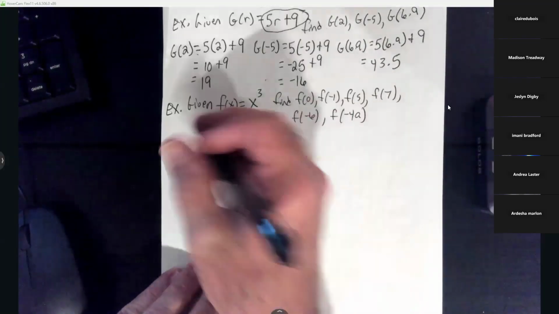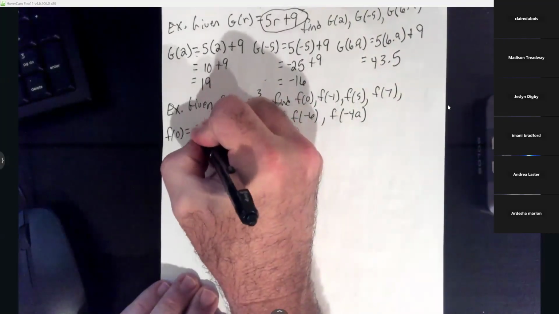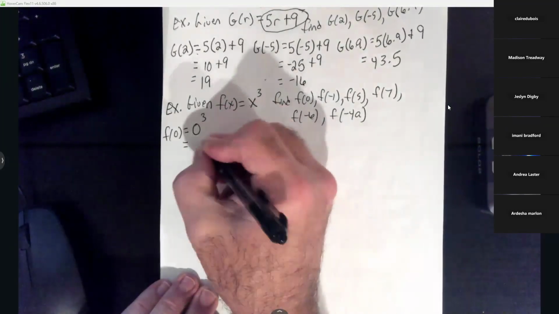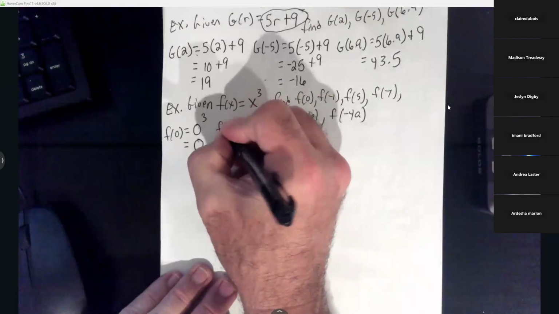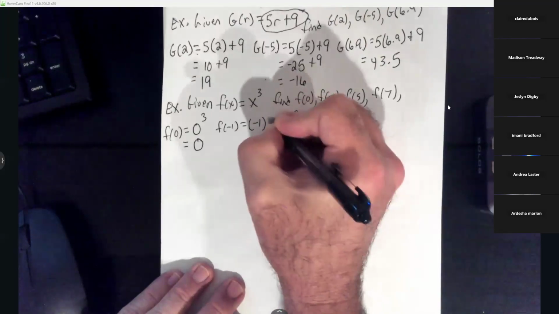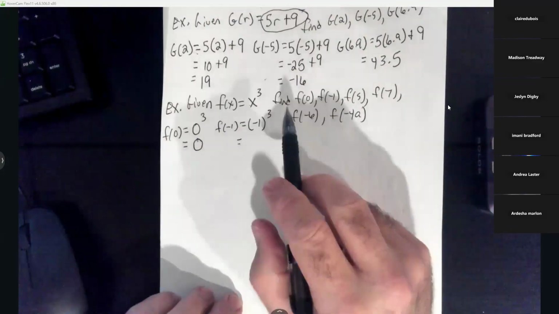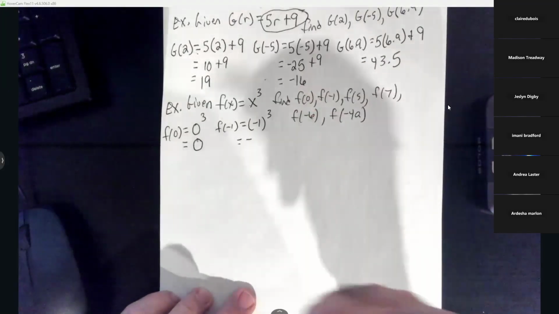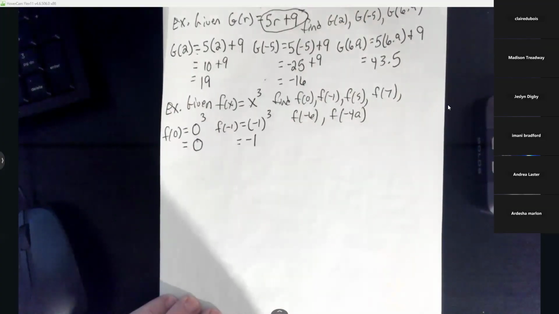So y'all, let's start with f of 0. What, do you want me to put a 0 in for the x? And y'all look at that. 0 times 0 times 0 is a big 0. F of negative 1. That's going to be negative 1 cubed. So remember, a negative to an odd exponent will stay negative. And then 1 times 1 times 1 is 1. So that will stay a negative 1, okay?